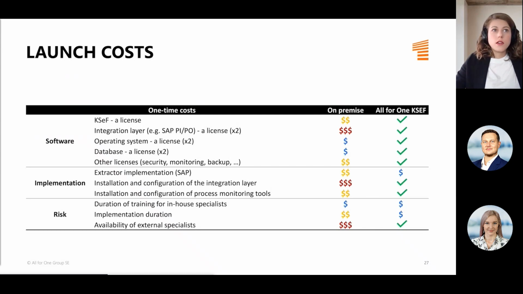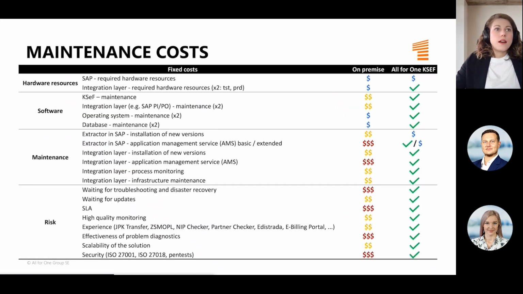The situation is similar in the case of solution maintenance costs. If we look at other solutions in the on-premise model, we have to take into account many costs associated with hardware resources, with software, the maintenance, updates, service, etc. And most of these costs in our solution are included in the subscription price. So there is no doubt that when we take into account all the costs and risks associated with launching and maintaining the solution in both approaches, the subscription of the all-for-one solution is definitely more cost-effective.